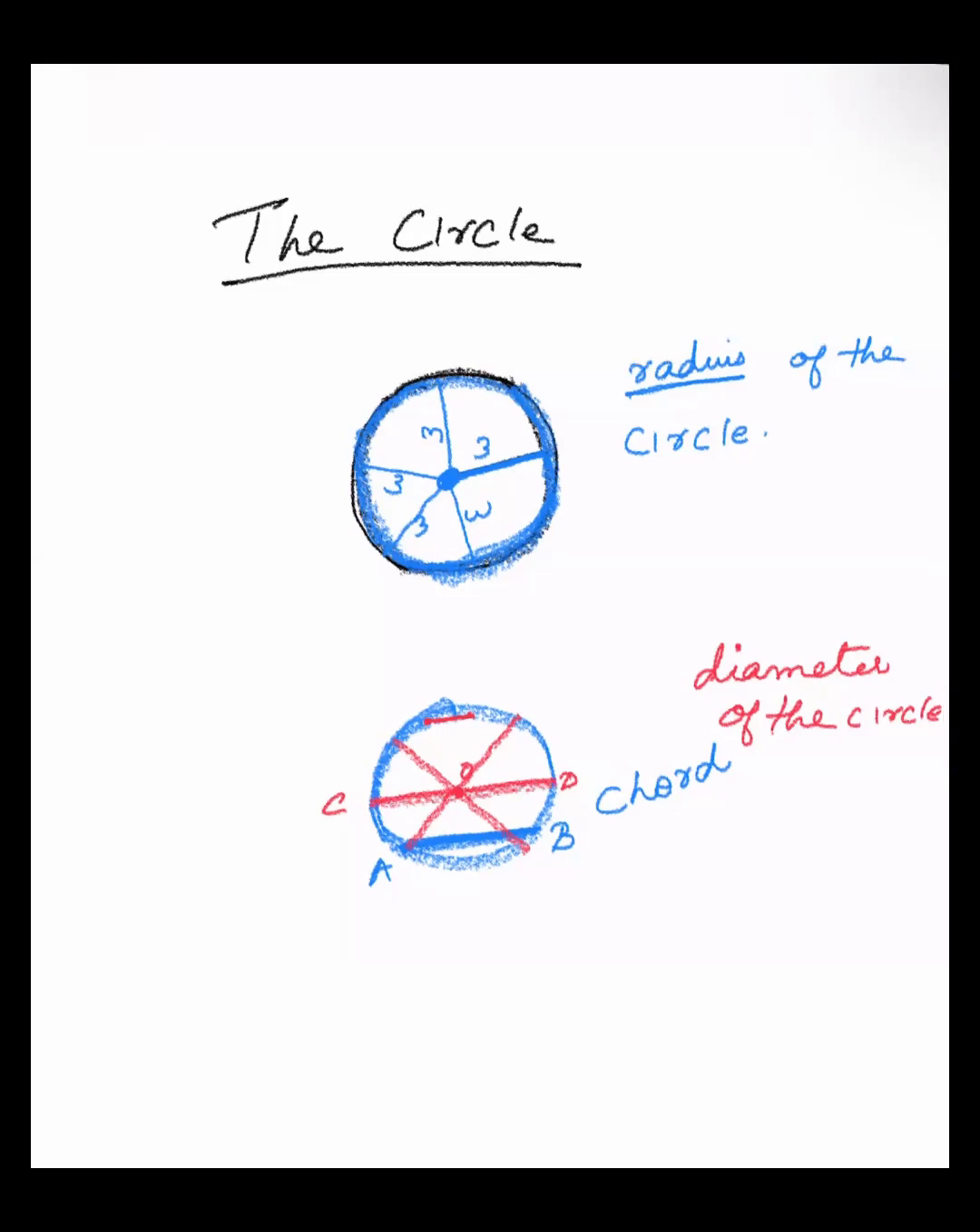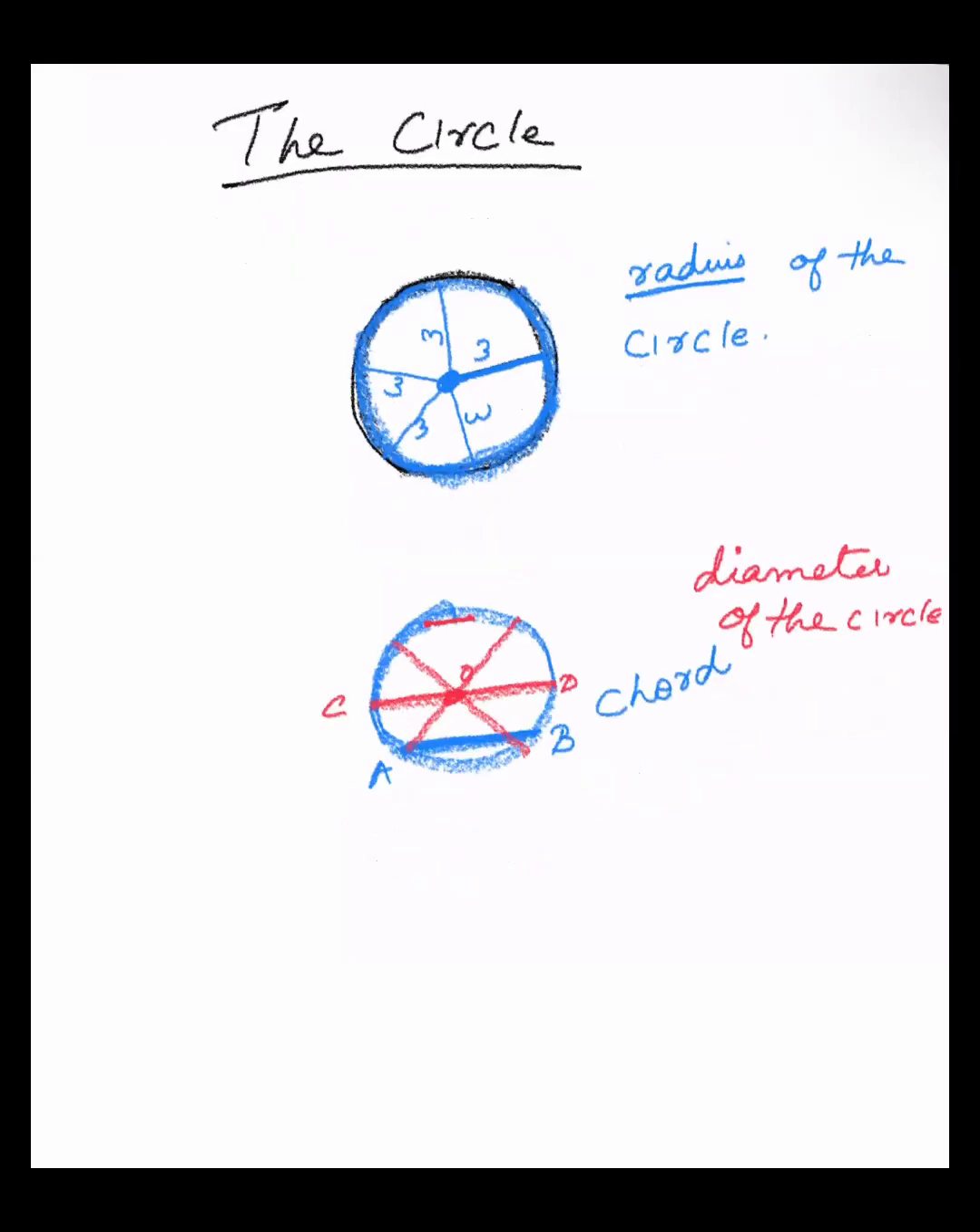Also, you should understand one more thing. The diameter is passing through the center of the circle. I have also told you what a radius is: from the center to the circumference is called the radius. So from the center to the circumference on the left side, it is a radius. From the center to the right side, that is also a radius.